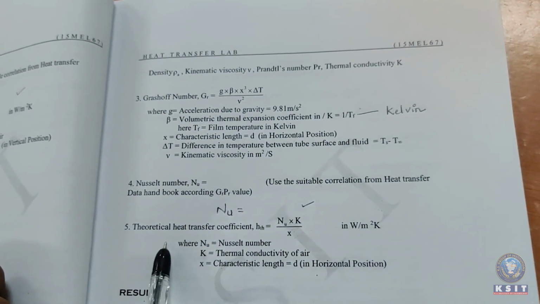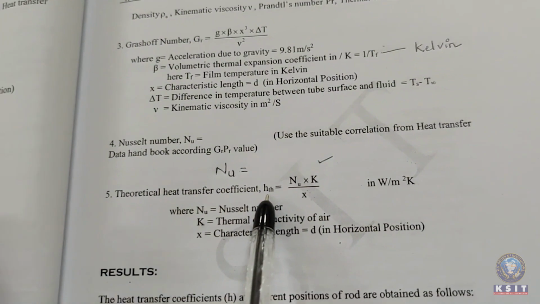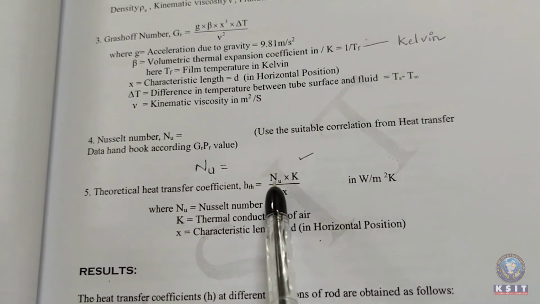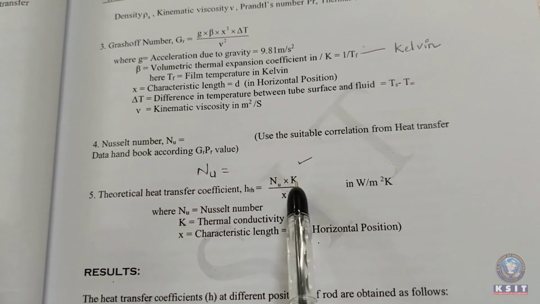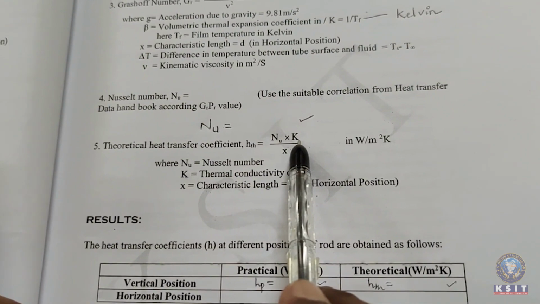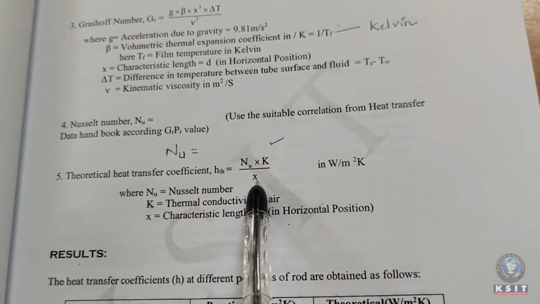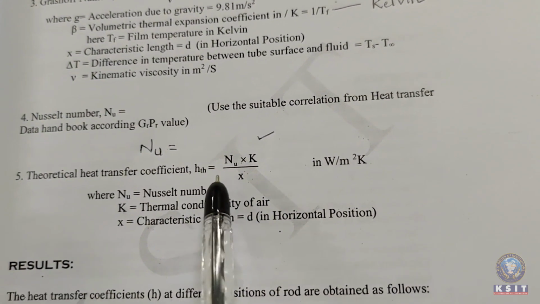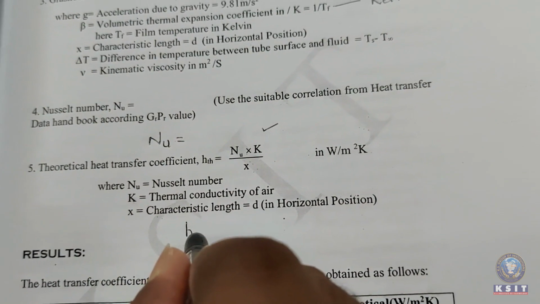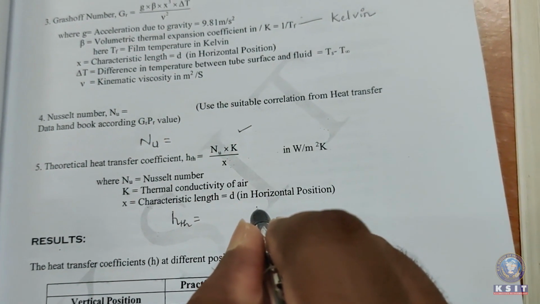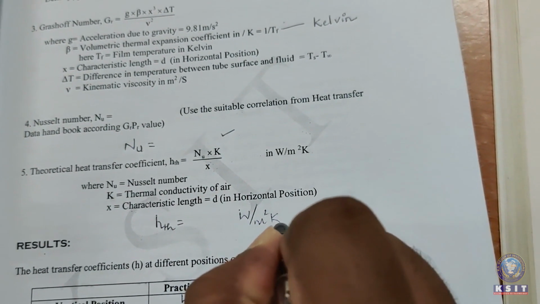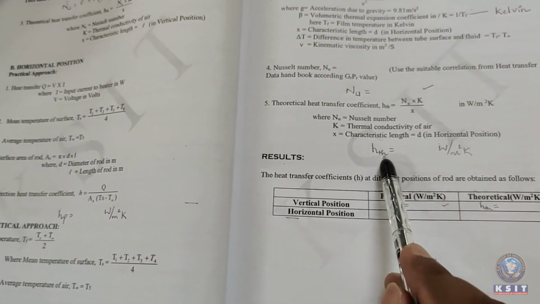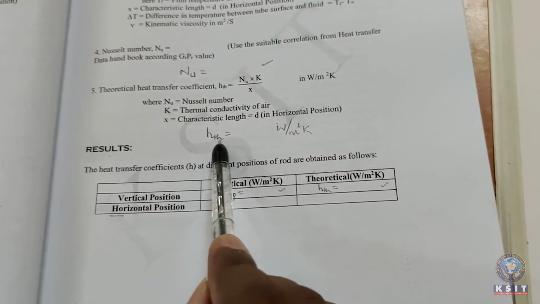Coming back to the manual, to find the theoretical value: h theoretical is Nu k by x. Nu is the Nusselt number, whatever we got. k is the thermal conductivity of air from the property table. Then x is the characteristic length, which should definitely be the diameter of the rod. So we can find h theoretical for the horizontal position, in watt per meter square Kelvin. Now we have two values, h practical and h theoretical, when the rod is kept in horizontal position.